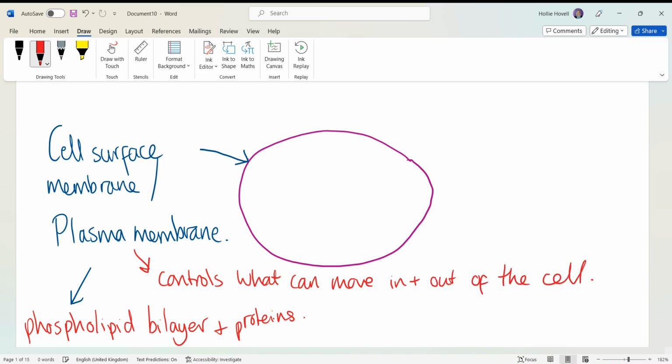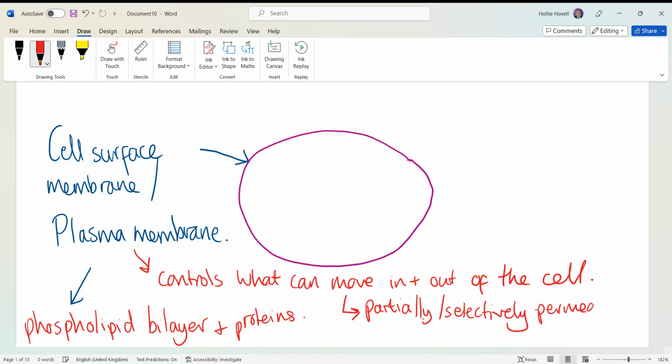So, because it can let some things through but not other things, we say that it's semi-permeable. However, semi is a bit of a GCSE word, so we're more likely to say partially or selectively, so partially or selectively permeable.